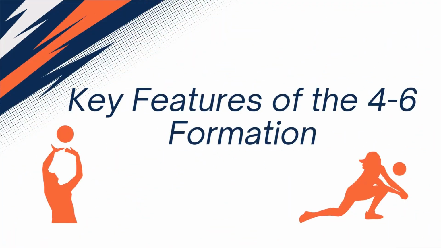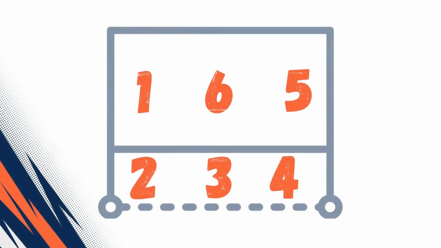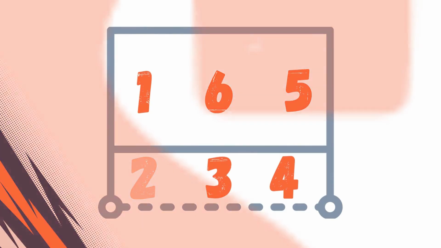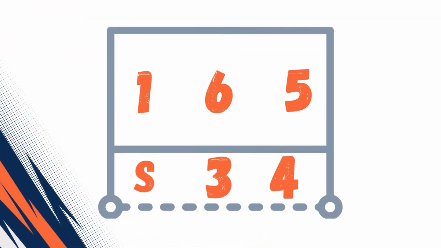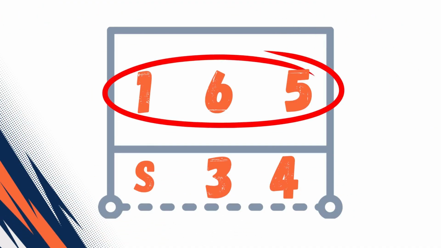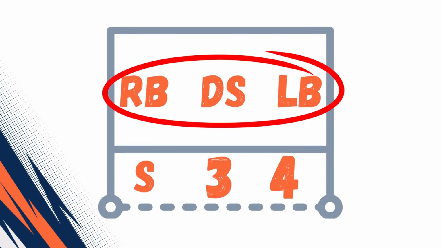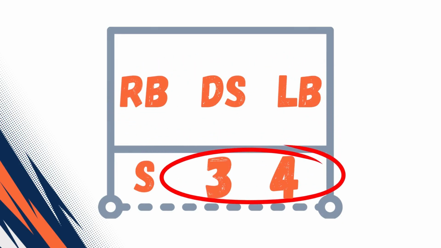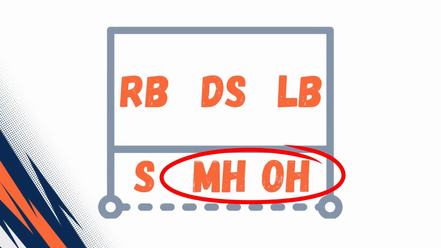Here are the key features of the 4-6 formation. In a 4-6 formation, the setting responsibilities are mainly assigned to the front row. This creates a dynamic where the back row players are primarily focused on defense, passing, and transitioning. Since only the 2 front row players can hit, the offensive options are limited. This means your team will need to be strategic with the 2 attackers in the front row, making every offensive play count.